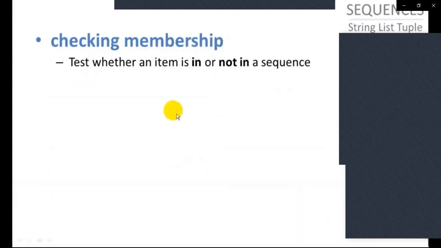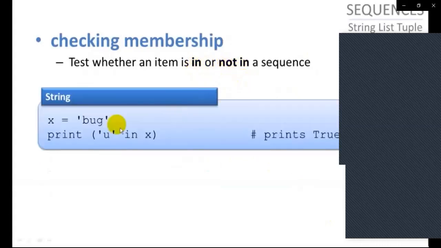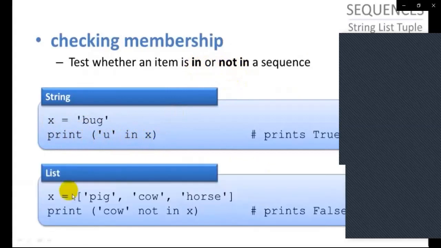Checking membership tests whether or not an item is in or not in a sequence using keywords in and not in. So it's very simple to use. So if we have x equals bug and we want to print u in x, we'll print true if u is actually in x, and it'll print false if it's not. So in our list, pig, cow, horse, print cow not in x. We'll print true if cow is not in x. However, cow is in x, so it prints false. So that's checking membership using the in and not in keywords.